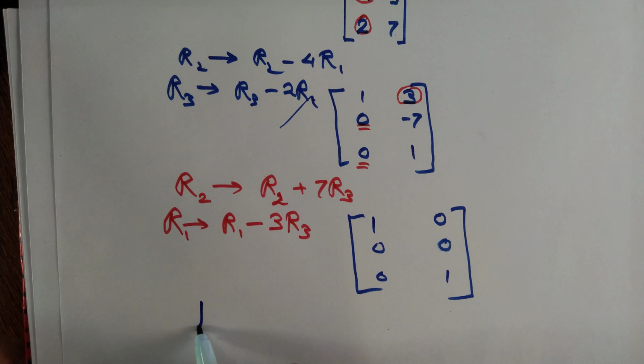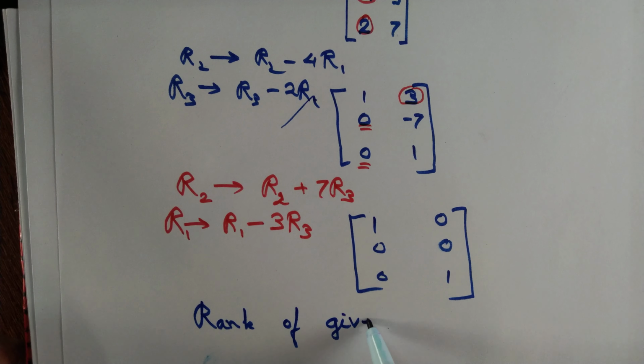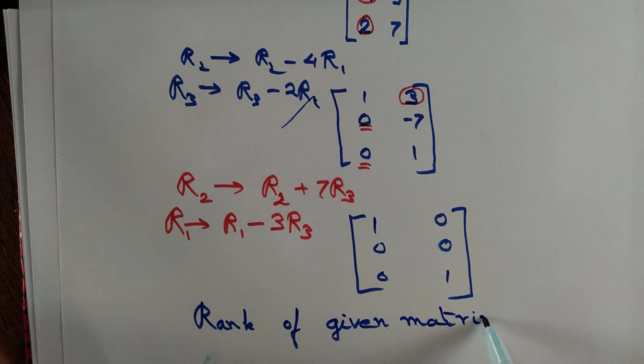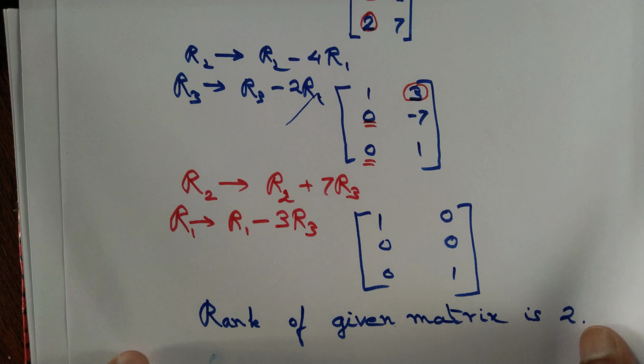Therefore, rank of the given matrix is 2. And we did it simply by using elementary row operation. We did not use column operation at all. Let's do one more example.